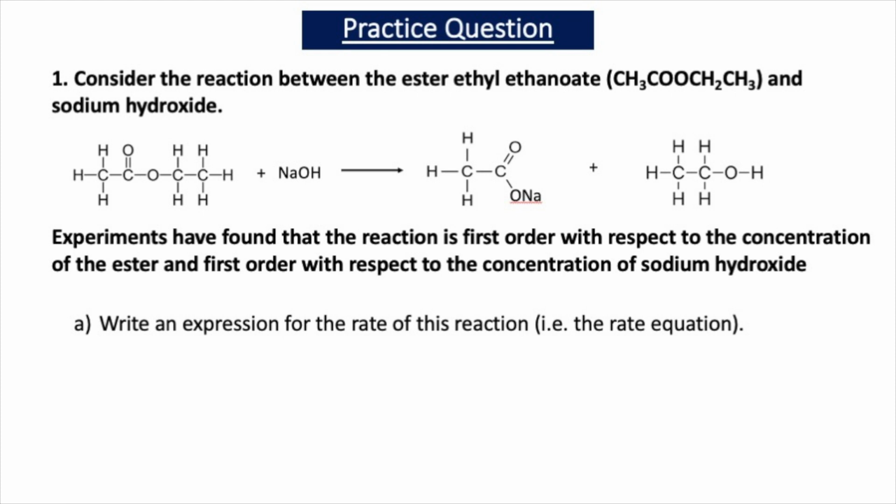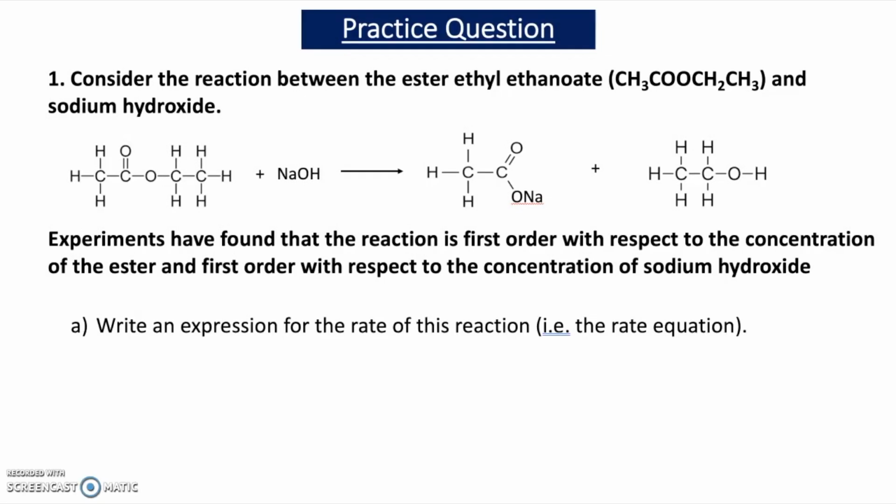So this practice question is asking you to consider the reaction between the ester, ethyl ethanoate, CH3COOCH2CH3, and sodium hydroxide. So it's base catalyzed hydrolysis of an ester. Now, you can see from the equation that it would react to form sodium ethanoate and ethanol, and the reaction is first order with respect to the concentration of the ester, and first order with respect to the concentration of sodium hydroxide. And this first question is asking you to write an expression for the rate of this reaction, in other words, the rate equation.